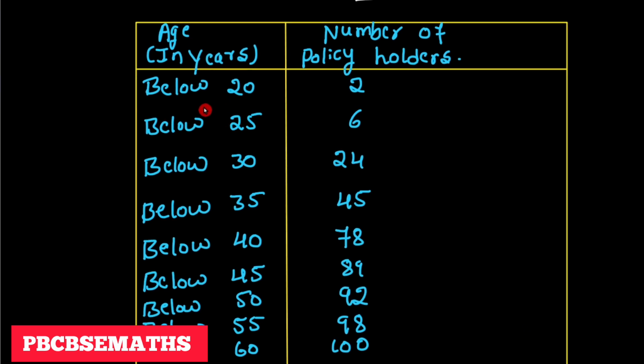So here, age, it is given that below 20 only two policyholders are there, below 25 six policyholders, then till below 60 total 100 policyholders, and we need to calculate the median of this given data. For that, we're going to represent this data in the form of class intervals. As you can see, here class width can be taken as 5 because the age difference is given here as 5. So let's take class width as 5 and prepare a class interval.